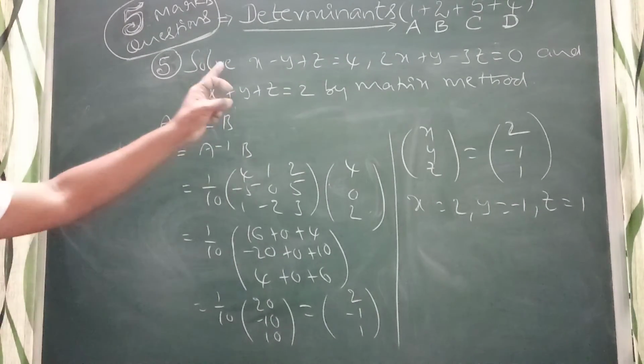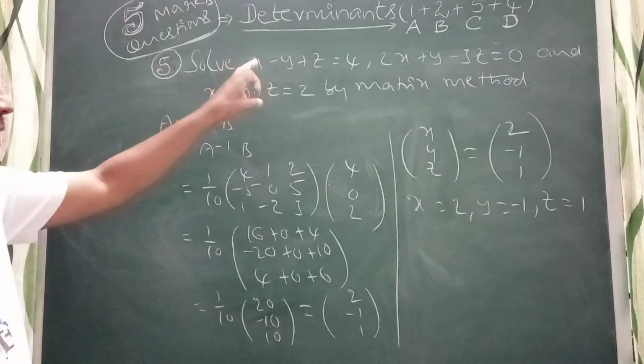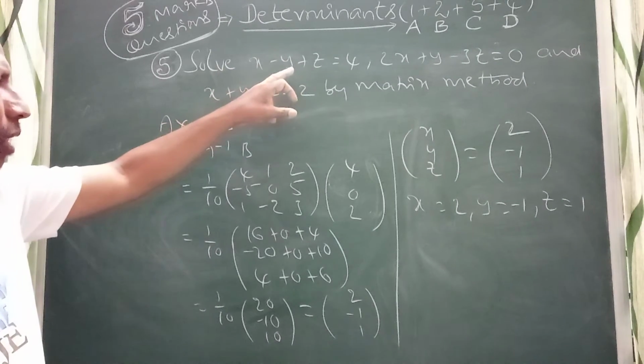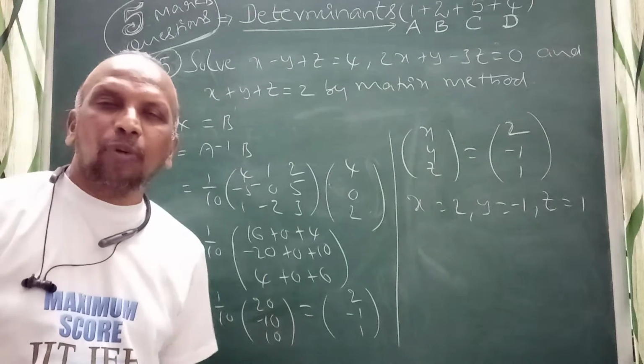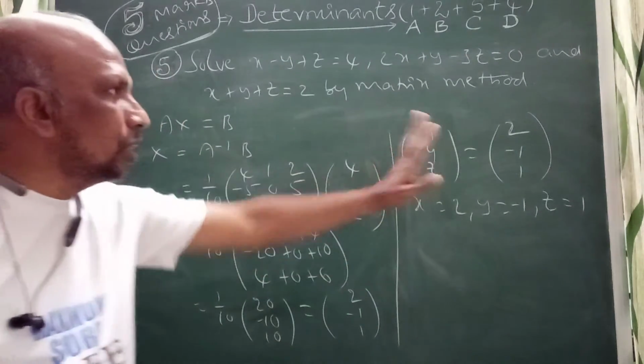Correct. You can verify whether it is satisfying or not. x is equal to 2, minus 2 plus 1 is 3, 3 plus 1 is 4. Definitely it should satisfy. So that will be the required answer.